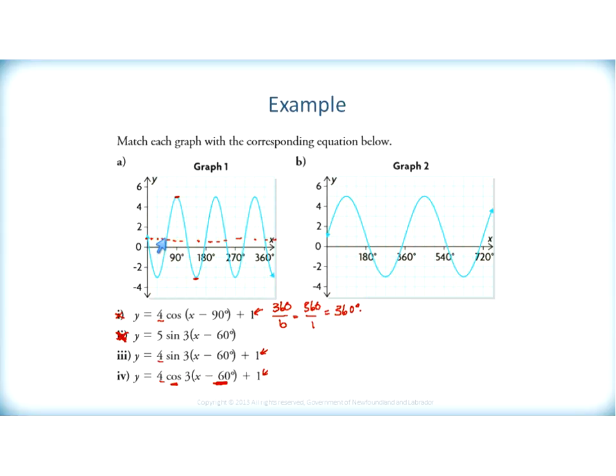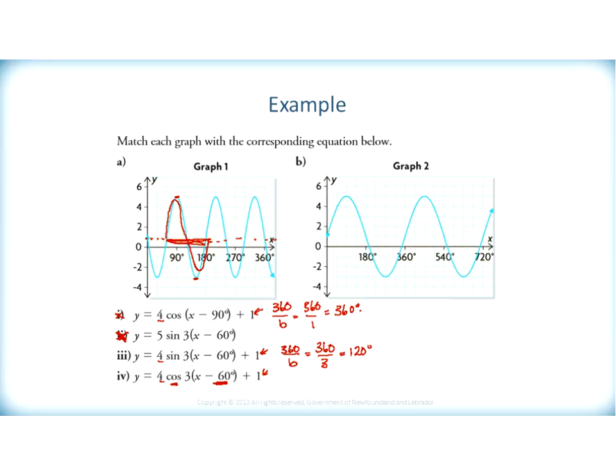So we start here at 60, at our midline value. And here the period of this function goes from 60 all the way to 180, so that'll be 120 degrees for the period. Let's determine the period of the equation here. We have 360 divided by b, which equals 360 divided by 3, which gives us 120 degrees. The graph's period was also 120 degrees. So once again, it's very tricky.